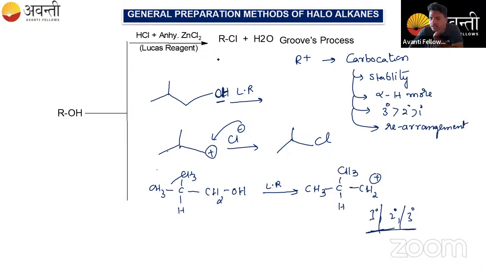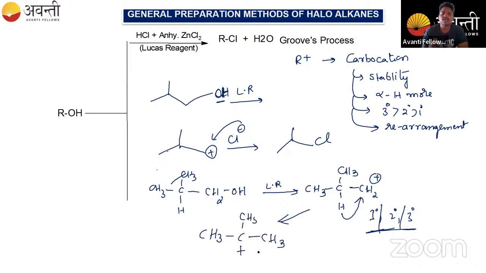This is a primary carbocation because this is attached with only one carbon. Now you have to see whether I shall rearrange this or not. If I rearrange this hydrogen to here, my new carbocation will be CH3, C plus, CH3, and here you will have CH3. Now you can see this is your tertiary carbocation.